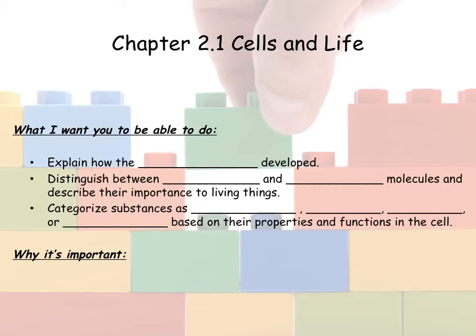By the time we're done with the 3 lectures for this section, I would like for you to be able to do the following. First, I'd like for you to be able to explain how the cell theory developed. Second, I'd like for you to be able to distinguish between inorganic and organic molecules, and to be able to describe their importance to living things.